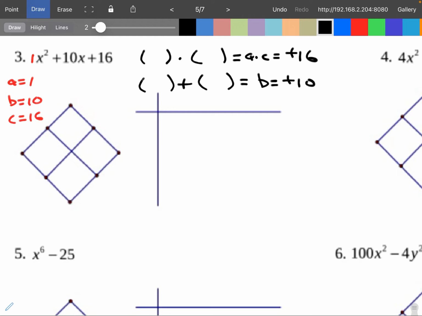So then what would you guys get for this one? 8 and 2. 8 and 2.